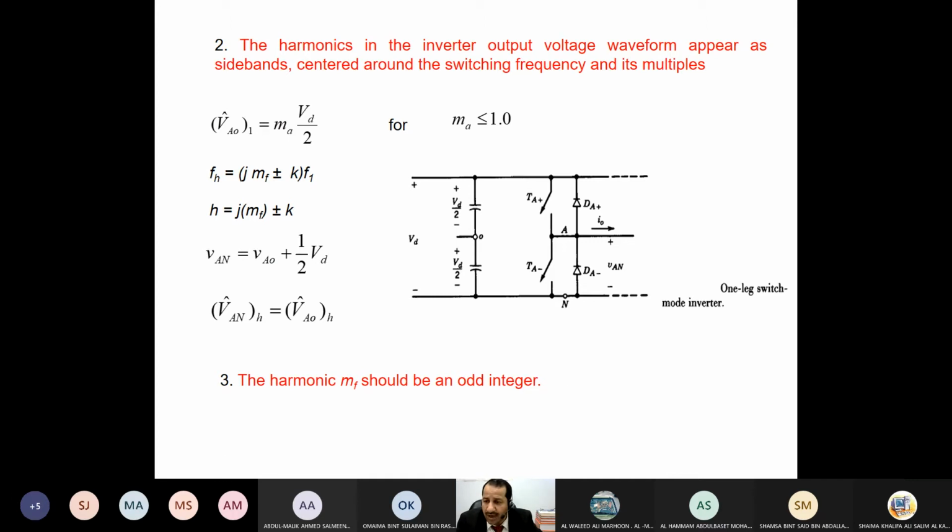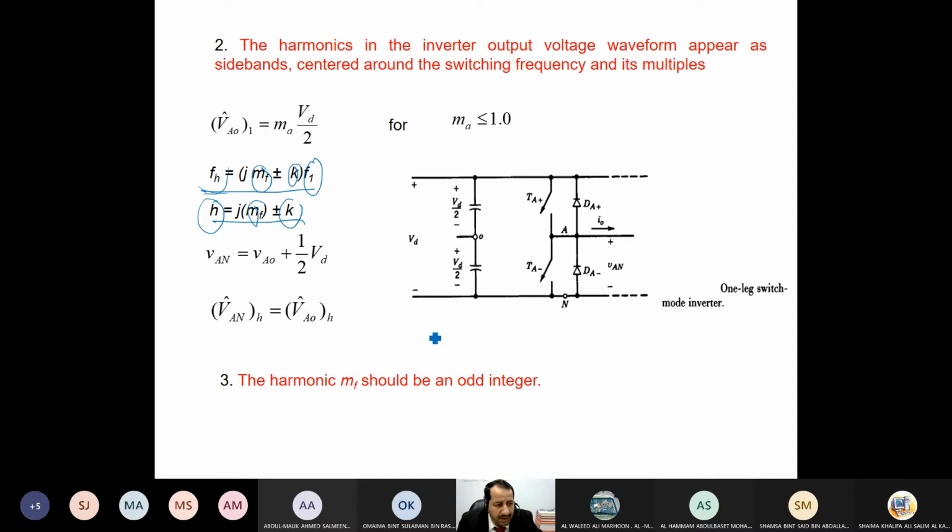Also, as I mentioned, we have sideband harmonics. We saw them. The harmonic spectrum has many harmonics. How can we find them? We can't find them in these two formulae. This is the frequency of harmonics, which is given by J·MF ± K. K is an integer constant: 1, 2, 3, 4, and so on. And F1 is the fundamental, while the harmonic order itself is MF ± K.